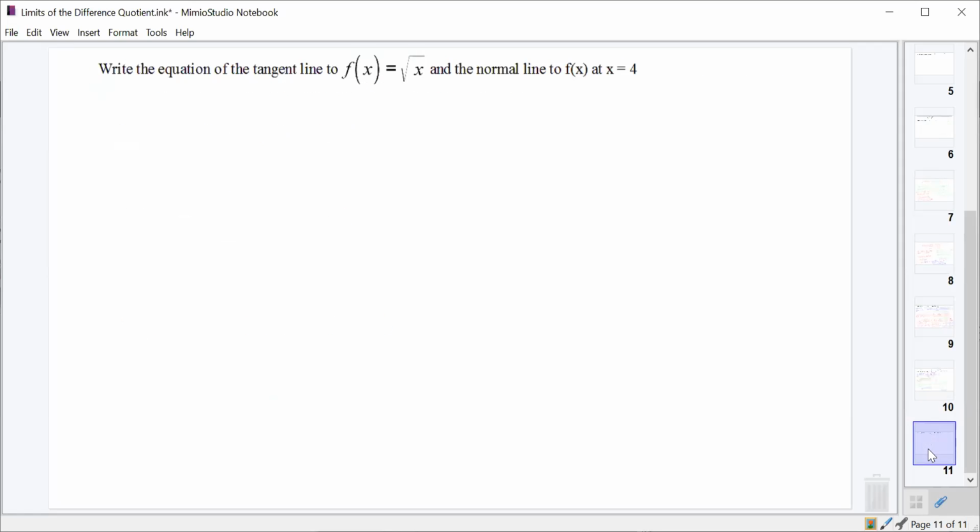All right, let's do one more of these and then we'll call it good for today. I had a bunch of extra ones here, we're not going to do this. Let's just do this last one right here. Let's find the equation of the tangent line and the normal line at x equals 4.